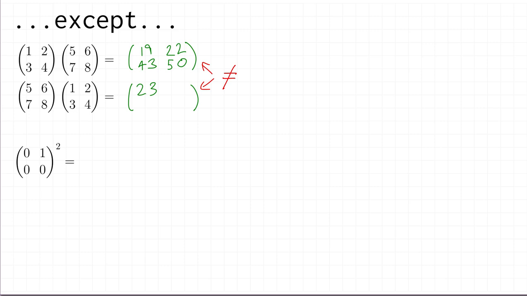Those are not equal. So matrix multiplication is not commutative. It's very important to remember this. When you're multiplying two matrices, it really matters what order you do it in.